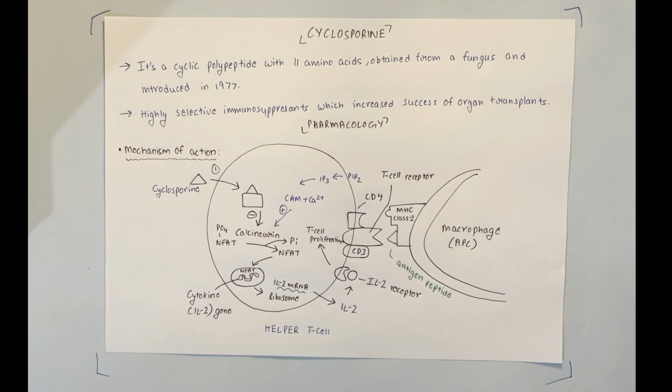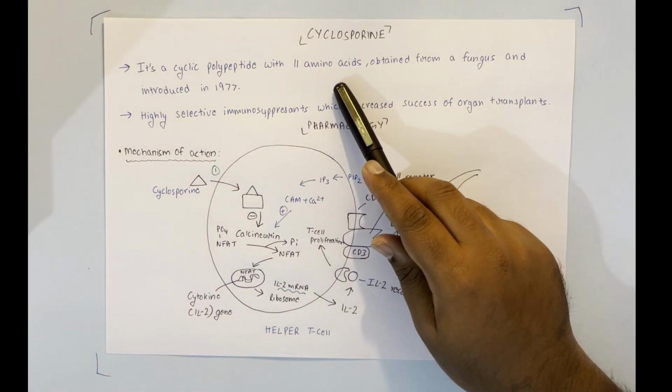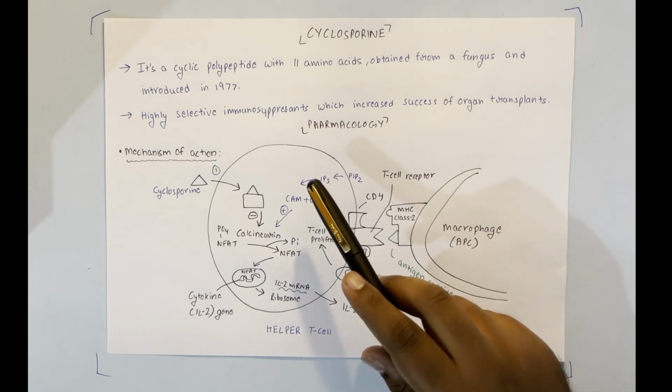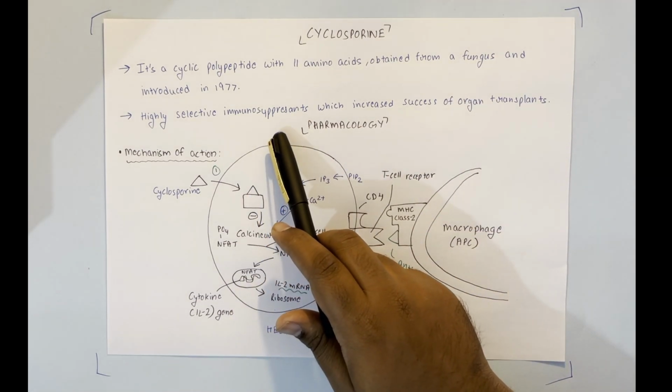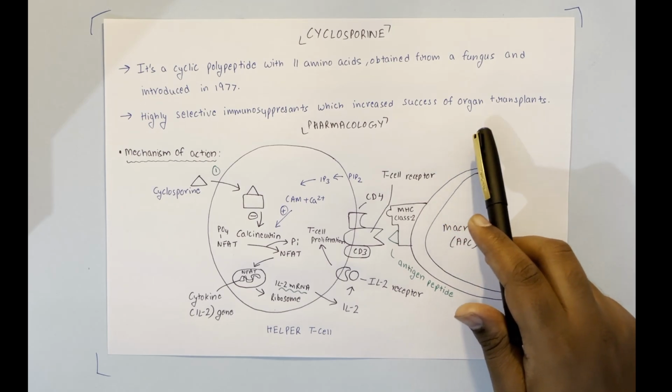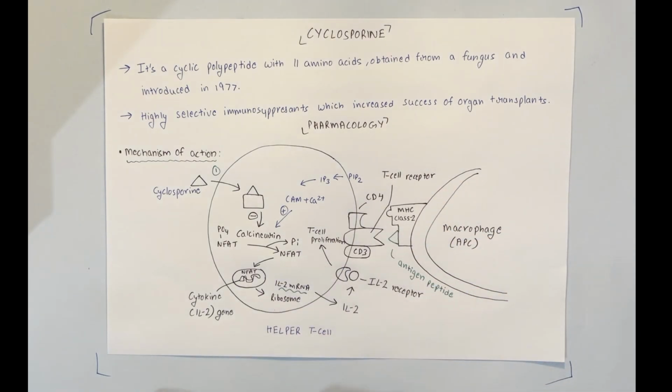Now in this video I will be explaining the pharmacology of cyclosporine, which is a drug belonging to the class of calcineurin inhibitors. It is a cyclic polypeptide with 11 amino acids obtained from a fungus and introduced in 1977. It is a highly selective immunosuppressant which increases success of organ transplants.